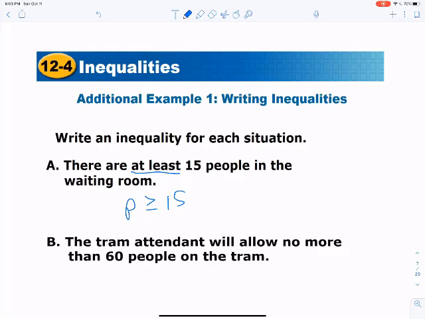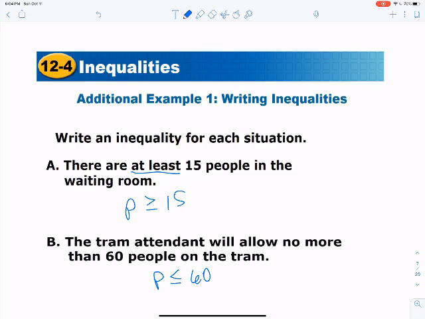Let's look at another one. A tram attendant will allow no more than 60 people on the tram. Again, I'm going to use P for people and write the number down, 60. No more than 60 people means 60 is a maximum number. Can it be 60? It says no more than 60, so you could have 60. You just can't have 61. So P has to be less than or equal to 60 in order for it to be a true statement.